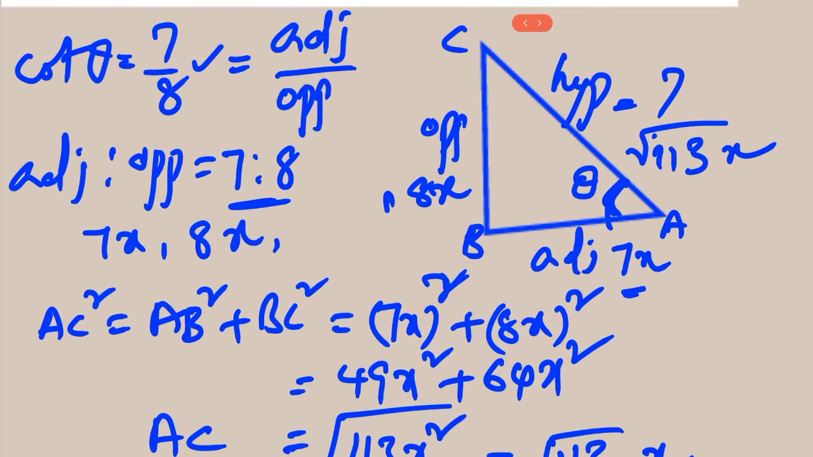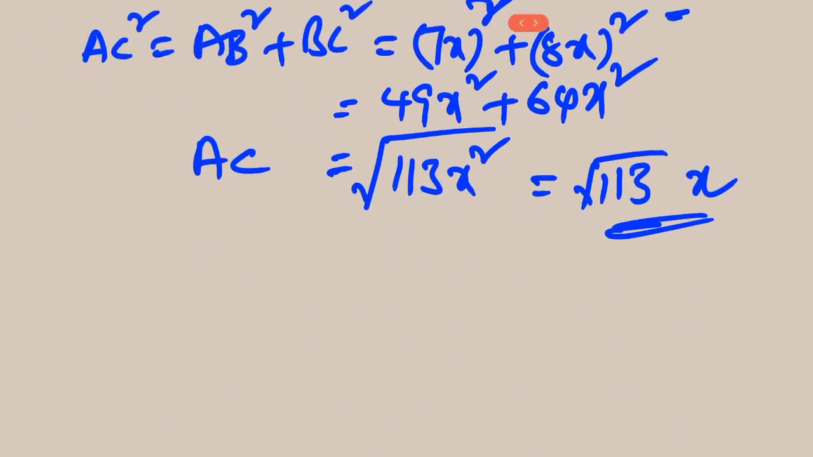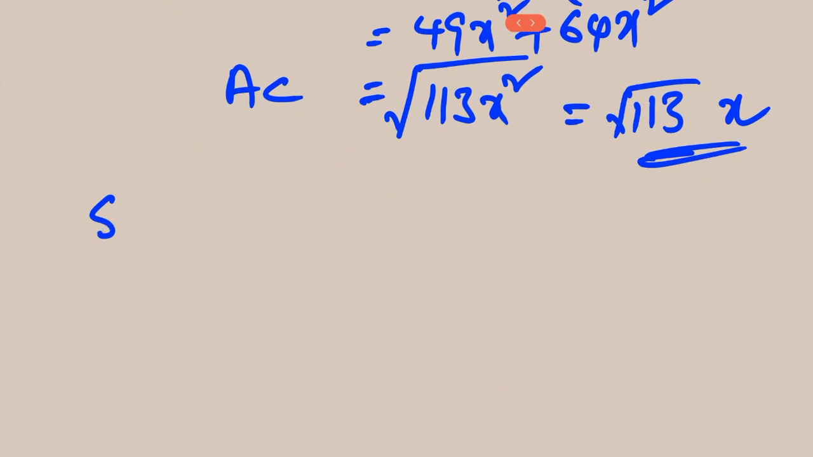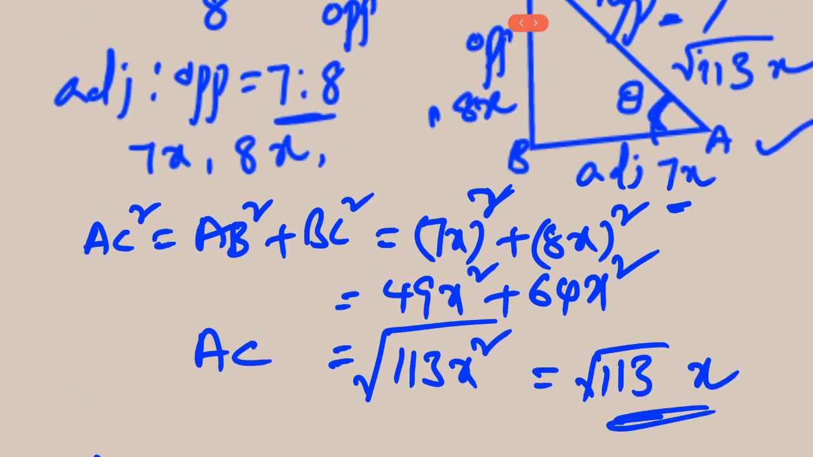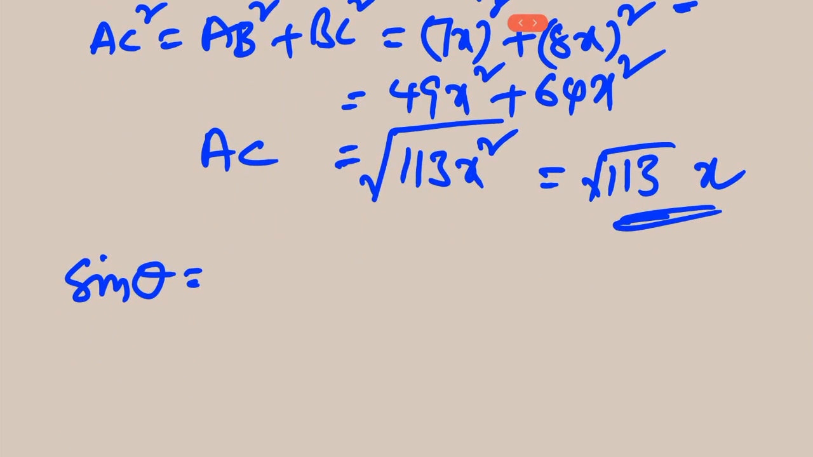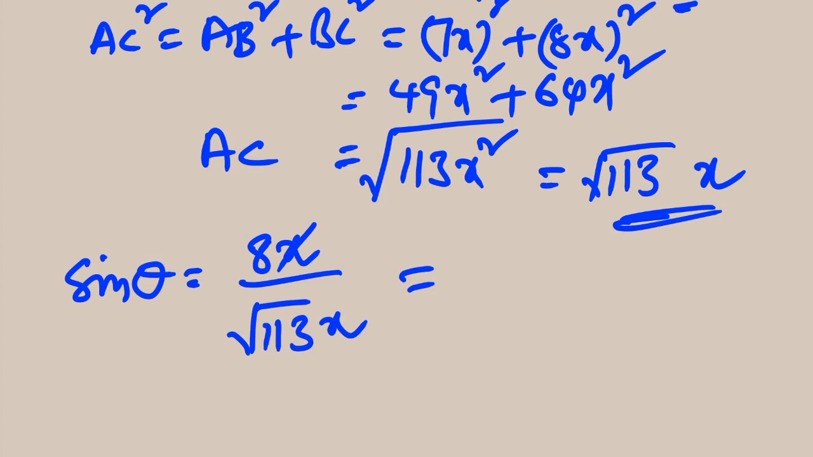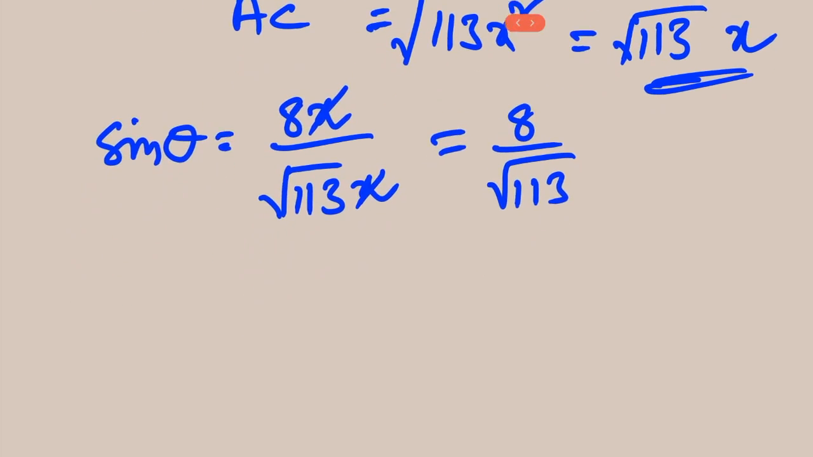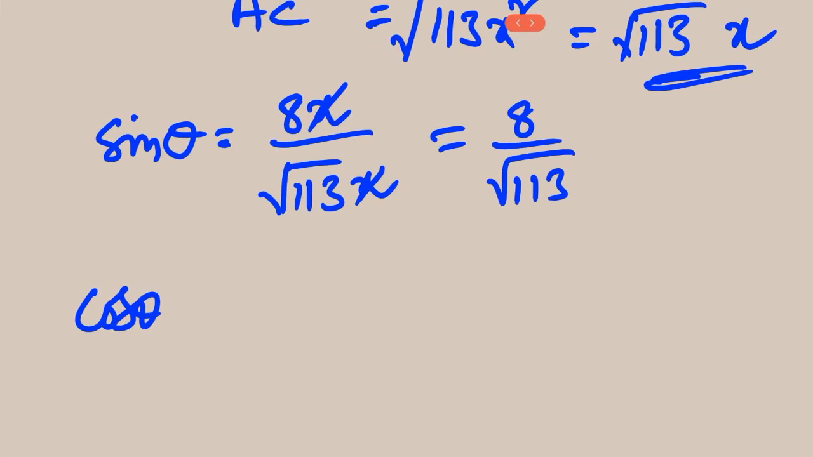So now from this triangle we got the lengths of all the sides. Now we can find sin theta and cos theta. So what is sin theta? Sin theta is equal to the opposite side by the hypotenuse, with respect to this angle. Here the opposite side is 8x and the hypotenuse is root 113x. The x gets cancelled, and we get 8 by root 113. So this is the sin value, and one more value we needed, that is cos theta.